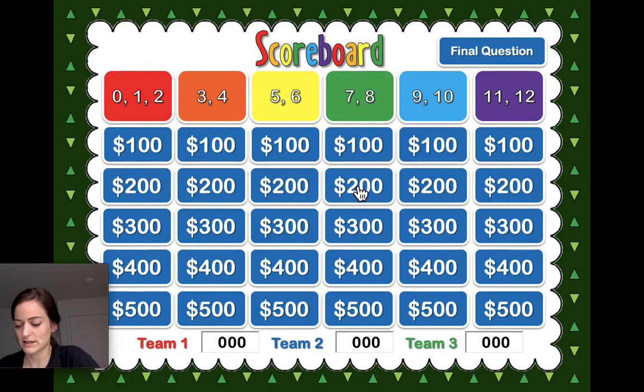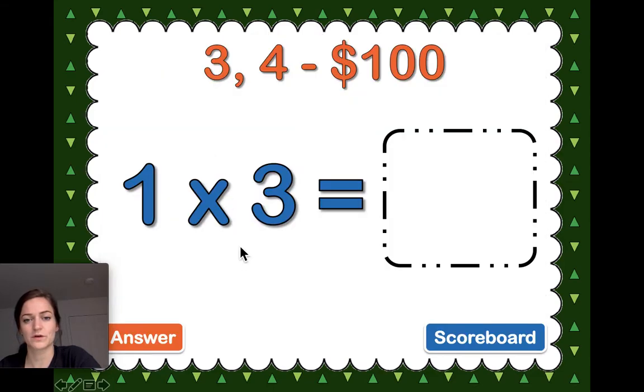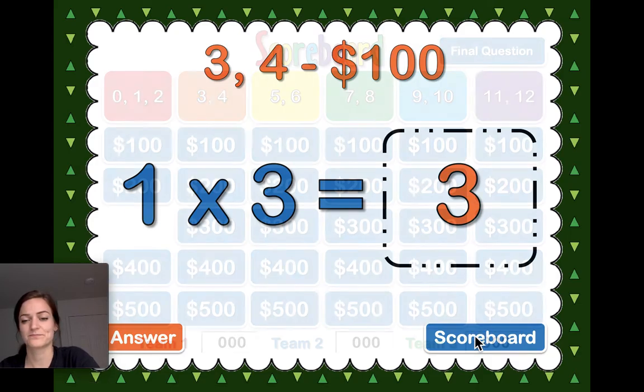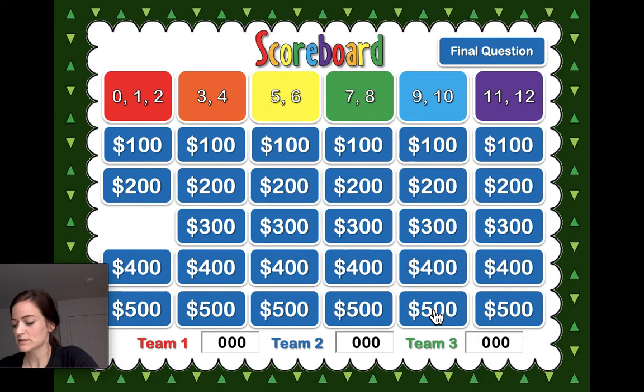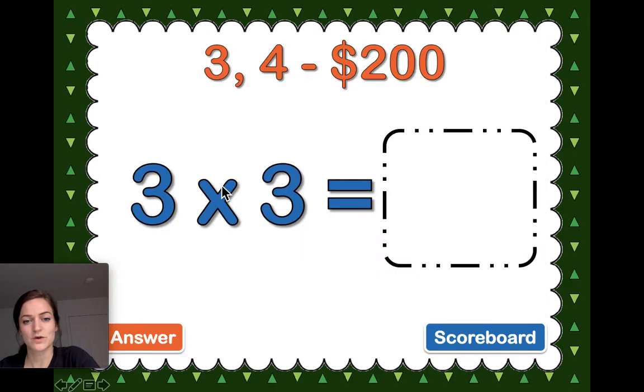All right, let's go ahead and go to 3's and 4's for $100. One group of 3, so 1 times 3 equals, go ahead and pause the video, write down your answer, and click play when you're ready to find out the answer. 1 times 3 is 3, okay? If you had one group of 3, you only have 3 things. If you got that one right, give yourself $100 on that.